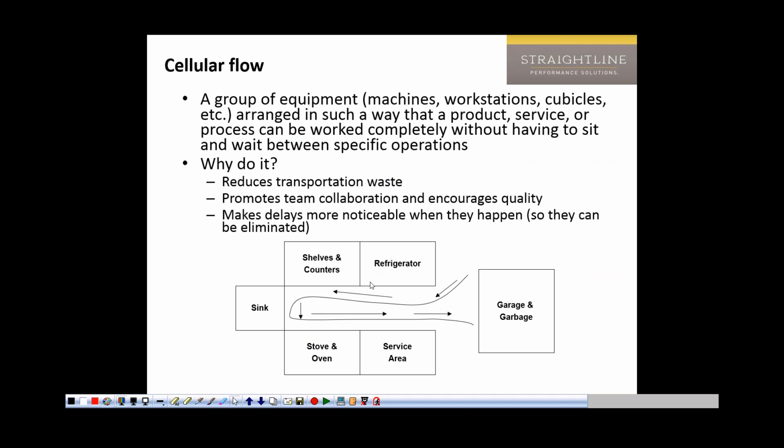Another idea that can reduce waste is cellular flow. This is often good for reducing transportation waste. The idea is you design your workspace so that the end, where you finish, is where you want to be.